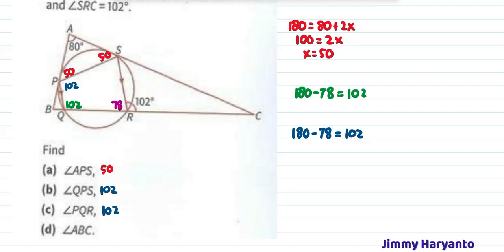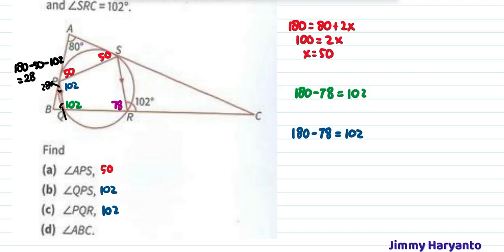ABC we haven't found it yet. Okay, ABC will be easy. You only have to find this one first, the small angle, using the straight line. We'll have 180 minus 50 minus 102 equals 28. Yeah, so this one is 28.